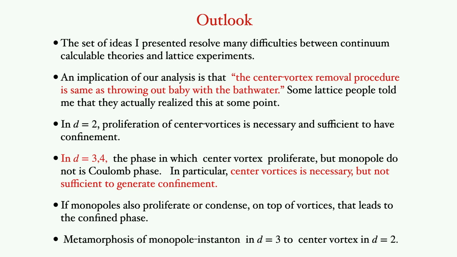In D equal 3 and 4 dimensions, the phase in which center vortices proliferate but monopoles do not is a Coulomb phase. It is not a confining phase. In particular, the proliferation of these center vortices is necessary but not sufficient to generate confinement. If monopoles also proliferate, or condense, on top of vortices, that leads to confinement.